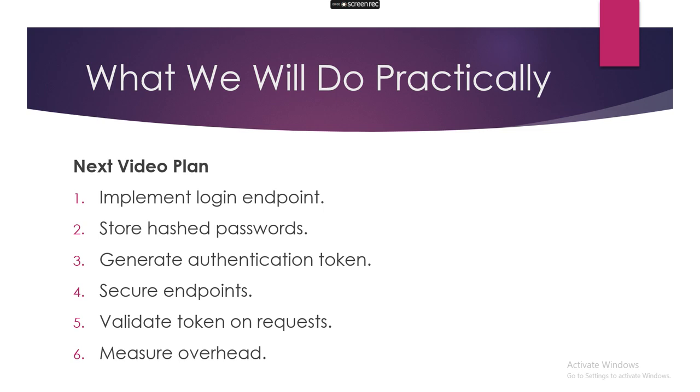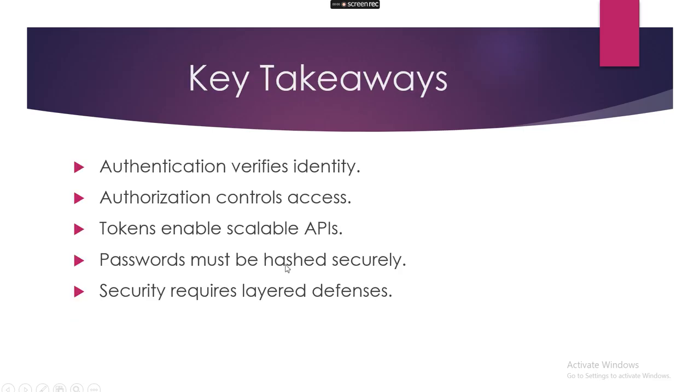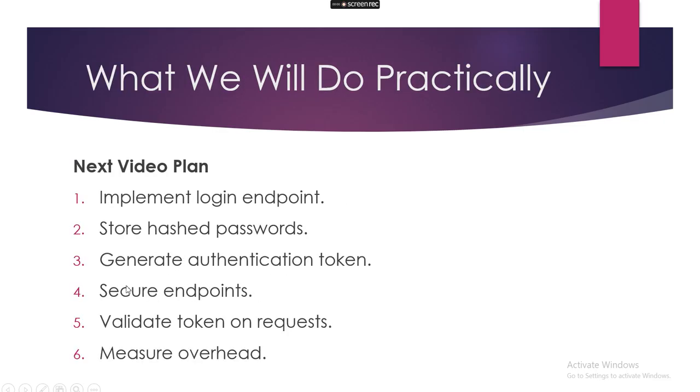In the next lesson, we're going to look at some practical sessions, and after that, we're going to look at authorization. So what we're going to look at in the next video: plan, implement login endpoint. Although we had a basic login endpoint, we're going to implement it now properly. Store hashed passwords. Again, we're going to see encryption with bcrypt. Generate authentication token. We're going to try JWT authentication token here. Secure endpoints. We're going to look at public and private endpoints. And validate token on request. We're going to see a demo on sending token with the auth header, and then measure overhead.